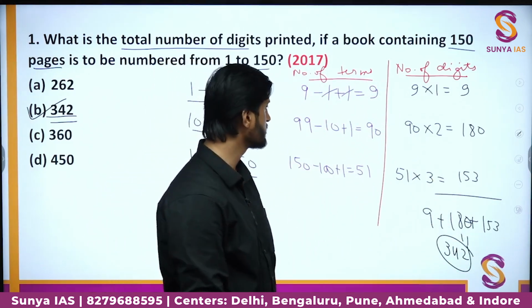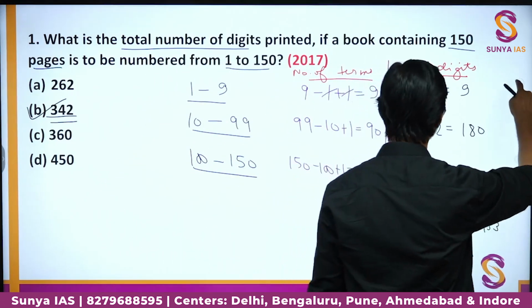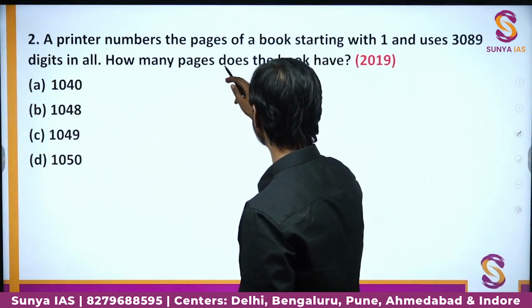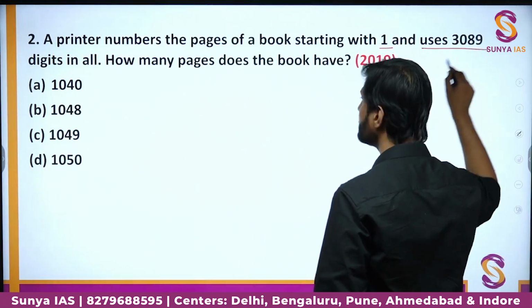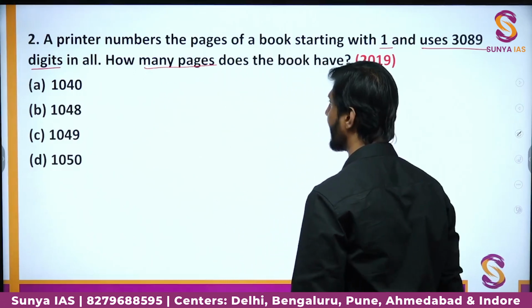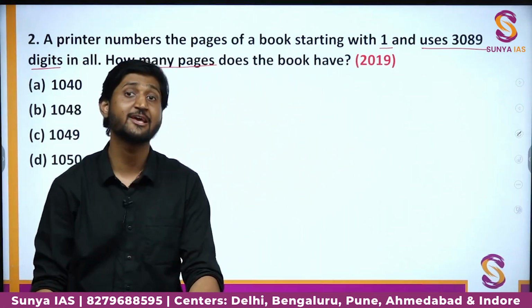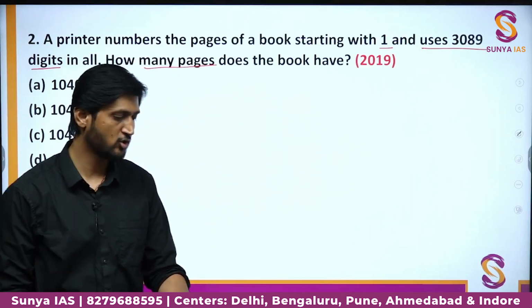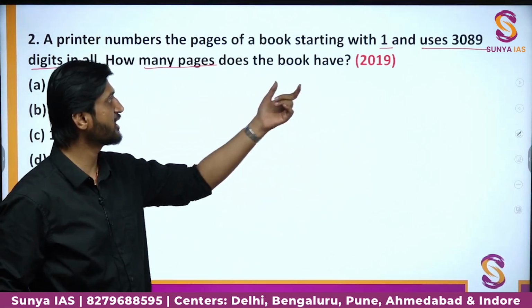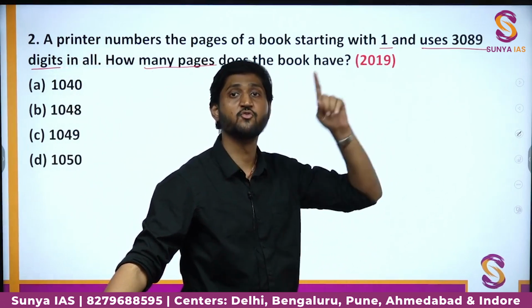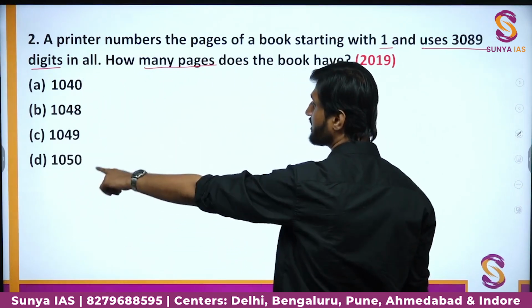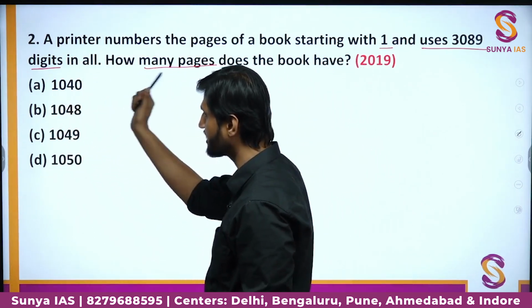We'll move on to a similar question now, just a level up of this very question. The question says a printer numbers the pages of a book starting with 1 and uses 3089 digits total. How many pages does the book have? It is a reverse question of what we saw previously. Previously it told you the number of pages and asked how many digits there are. Here it says there are overall 3089 digits. What is the number of pages in the book? If we look at the options, one thing is clear: the number of pages is definitely a 4-digit number.